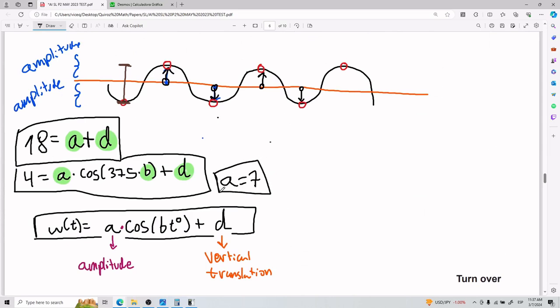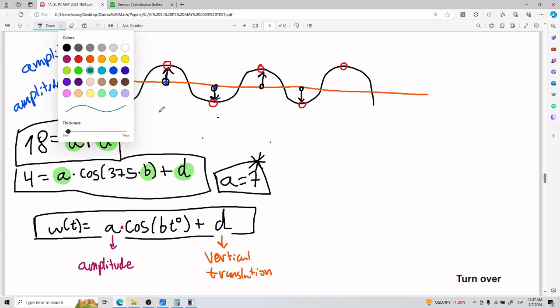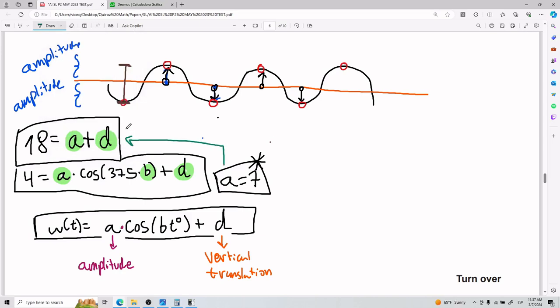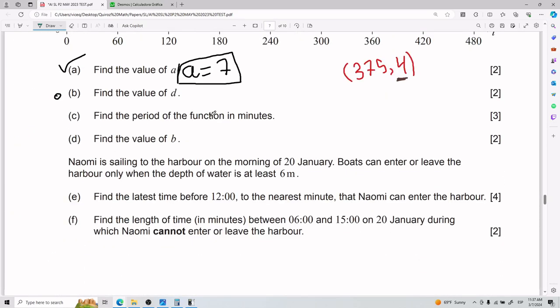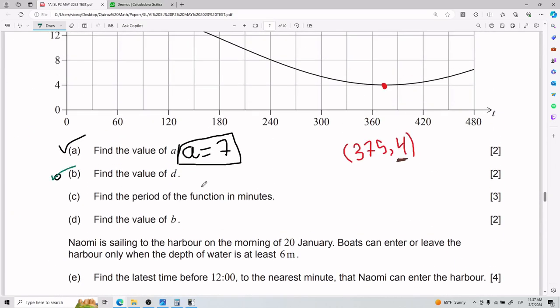So if A equals 7, well, the value of D is extremely easy. You can plug it in over here. You end up with 18 equals 7 plus D. So minus 7 on both sides, D equals 11. Just like that. So for part B, D equals 11.